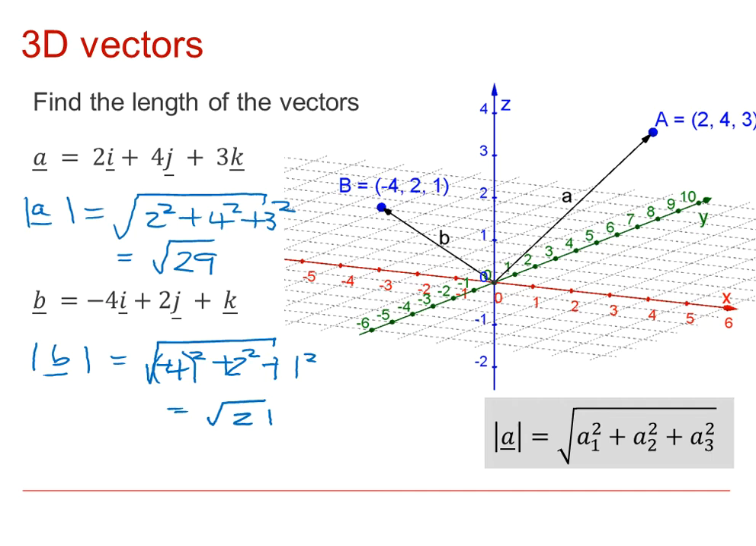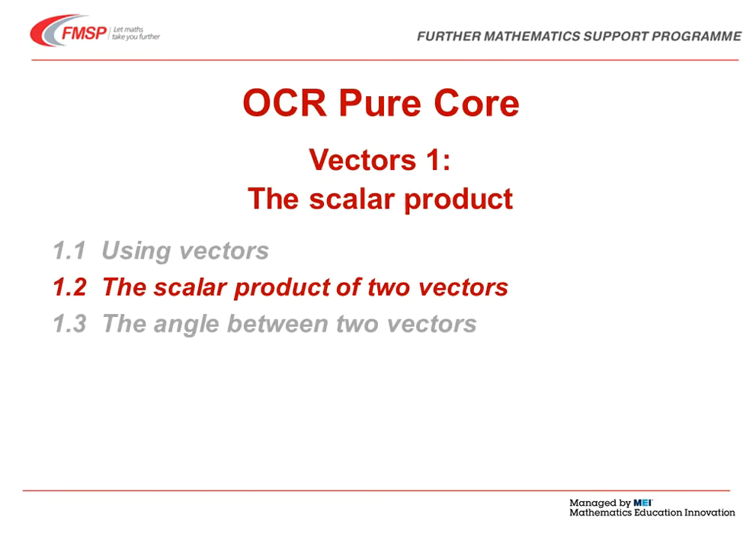You may wish to look at GeoGebra and play around with the idea of 3D vectors, changing the values of the elements in the directions i, j and k. In the next session, we will look at multiplying vectors to form a scalar product.